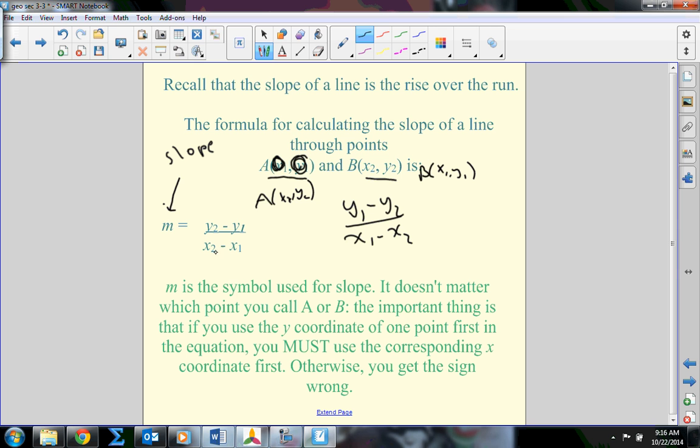So if you learned it differently in a different order, that's fine. Just again, if I use this one first in the equation, then I have to use this one first in the equation, or the signs are backwards. The slope is just rise over run.